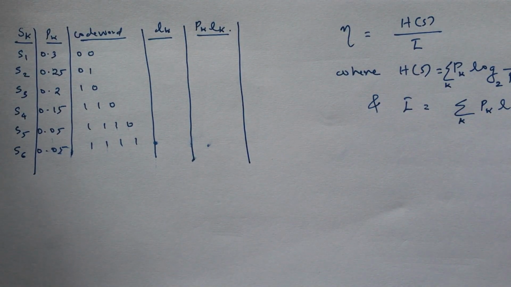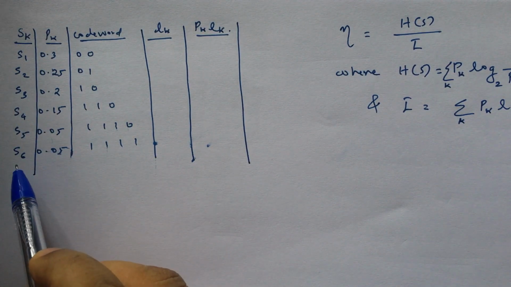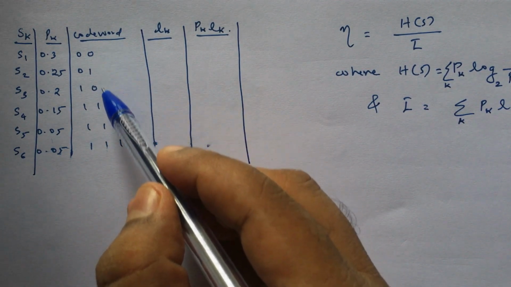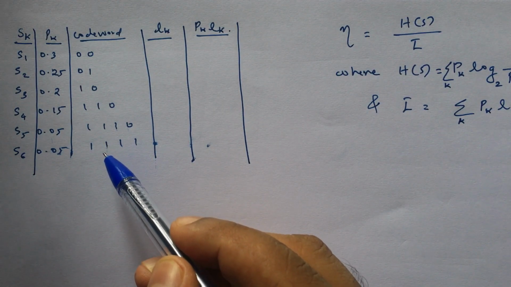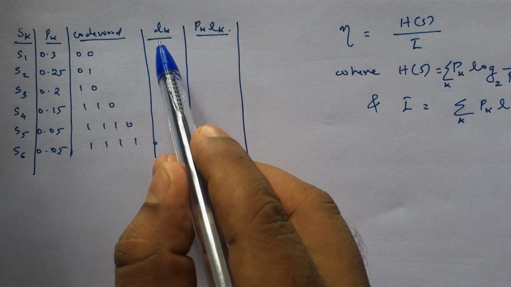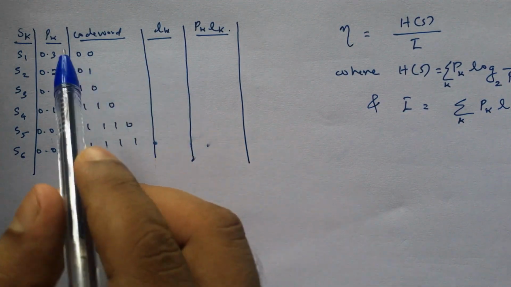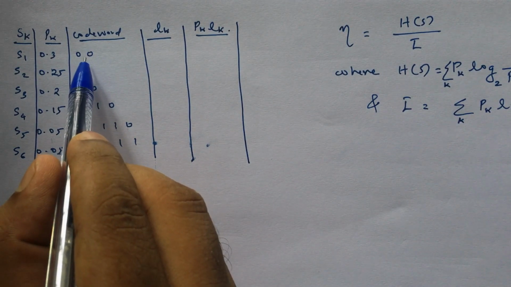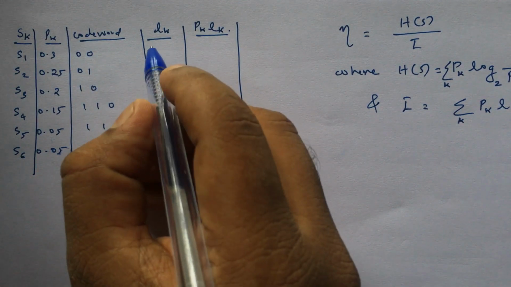For evaluating efficiency, I am tabulating the symbols S1, S2, S3 up to S6 and their probabilities in this table. Then in the next column, I am writing all the code words which have been given by doing the Huffman coding before. So the next column, I am writing LK. LK means the code word length of each code word. Code word length means here for S1 we are using 2 bits of binary. So the LK, the number of bits or the code word length, is equal to the number of bits used.